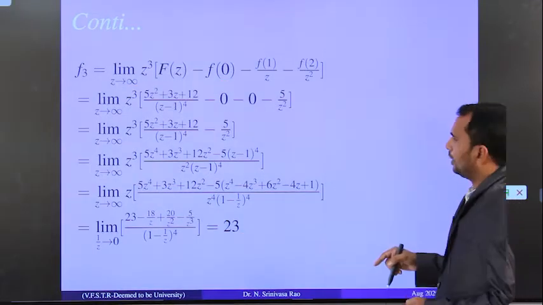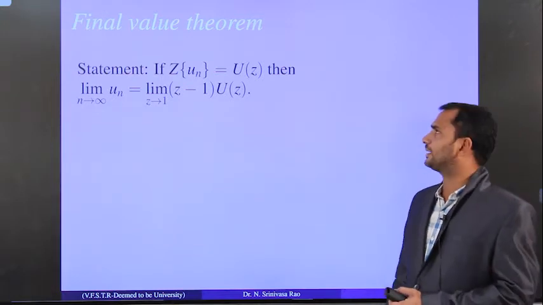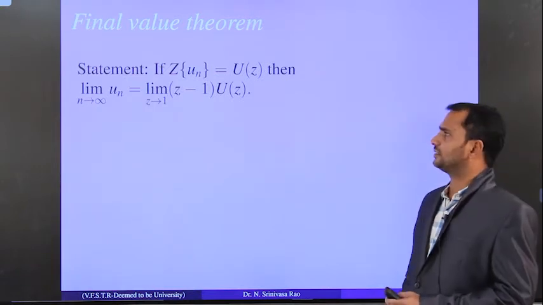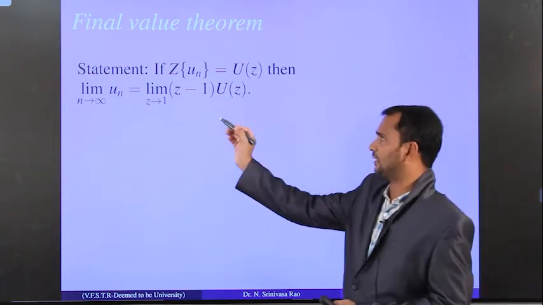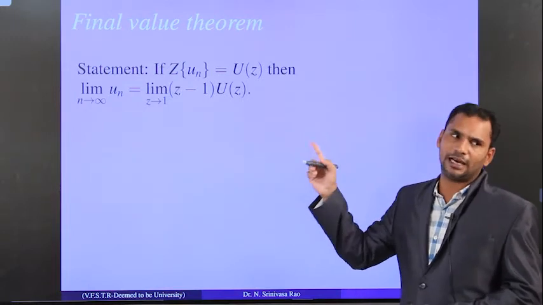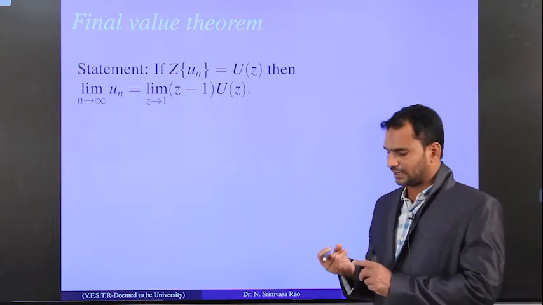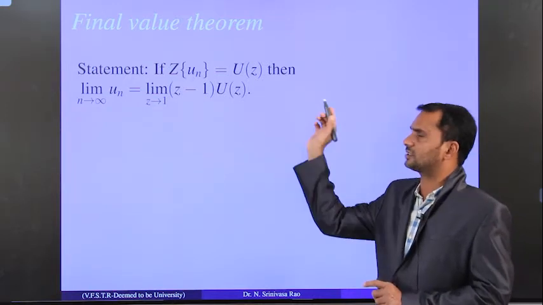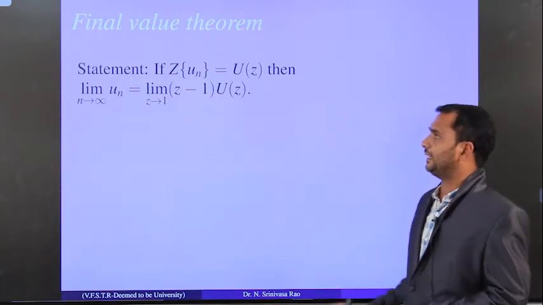Next concept is the final value theorem. The statement is: if Z of un is U of z, then the limit as n tends to infinity of un equals the limit as z tends to 1 of (z minus 1) U of z. Remember everybody, in exams you will get statements of the initial value theorem and final value theorem for 1 mark. So everybody has to remember the final value theorem statement.